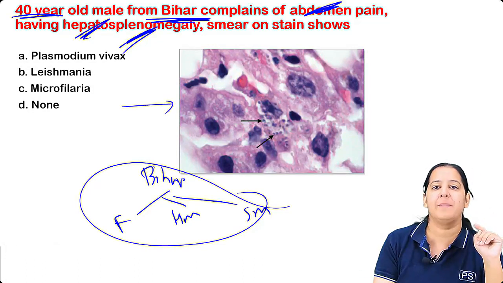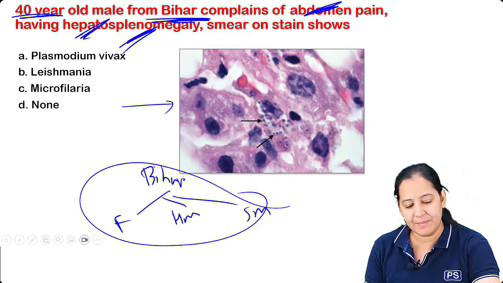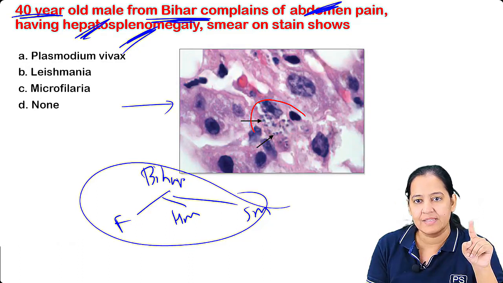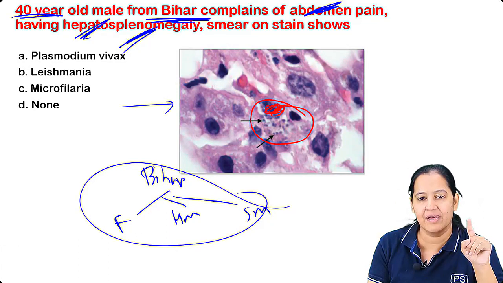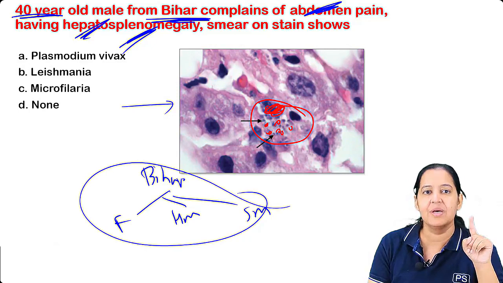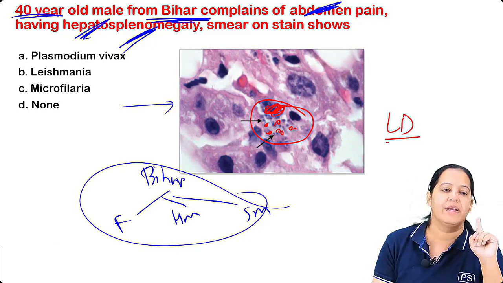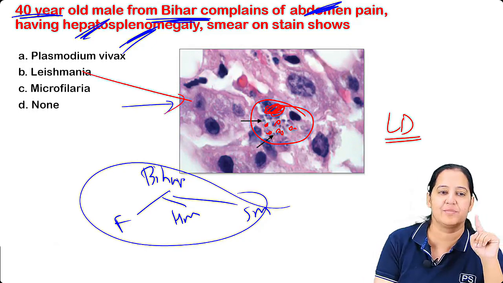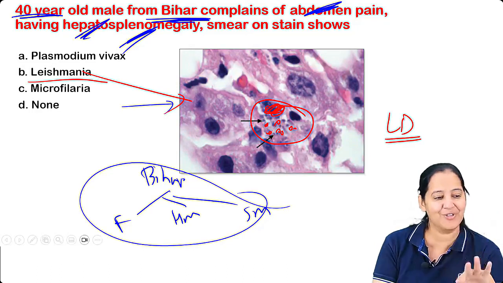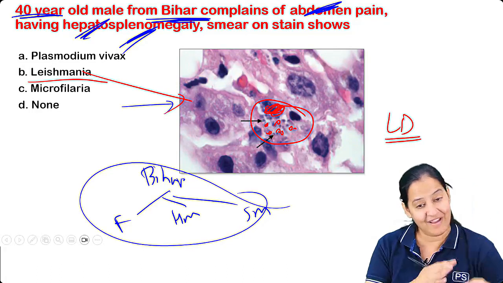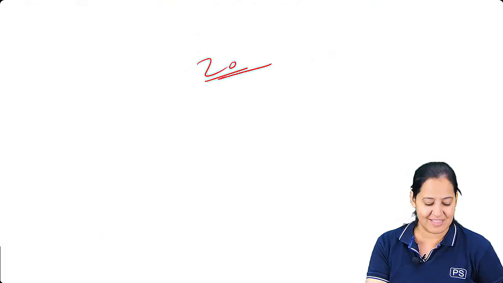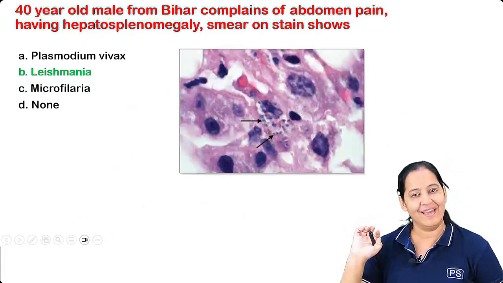And the smear image-based question is given to you. In this image, I can see a cell in which I can see the nucleus and the dot-like structures. So typically it's showing LD bodies. It's the image of the LD body. So my answer is leishmania. Of course, currently the answer is leishmania. We all know because I taught leishmania. Currently the question is very simple to you. But once you read all the 20 parasites, the same question looks difficult to you. Okay? Going to the next question.